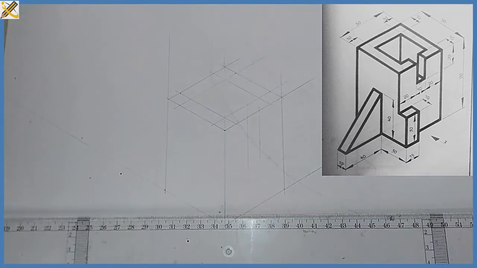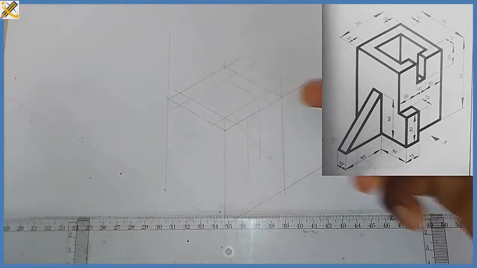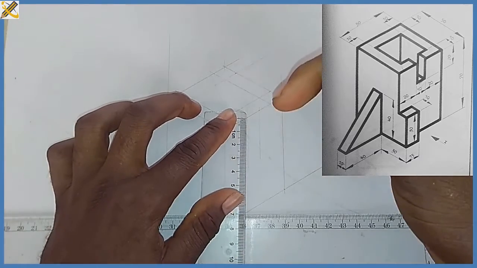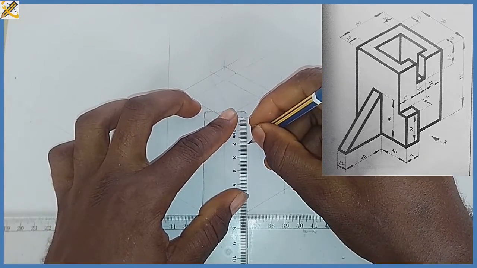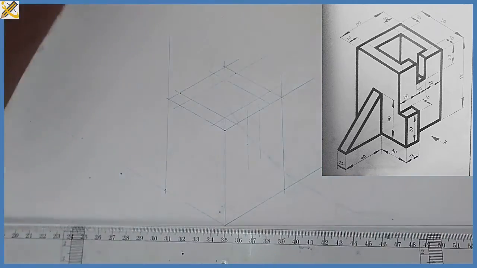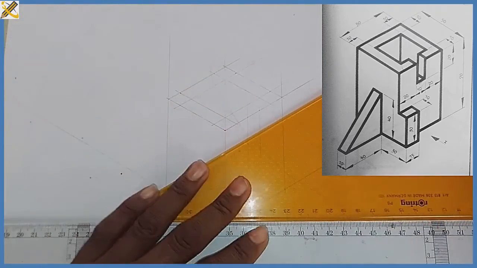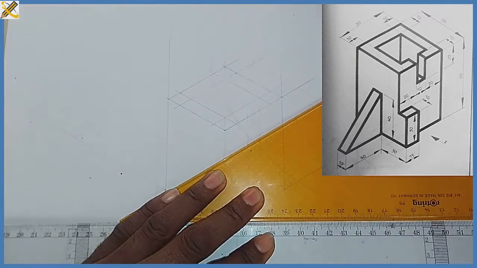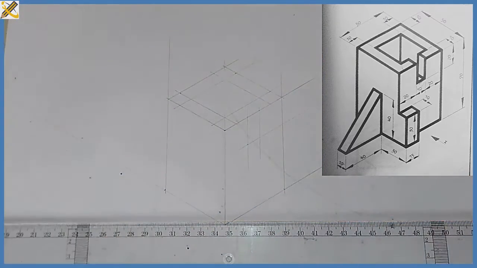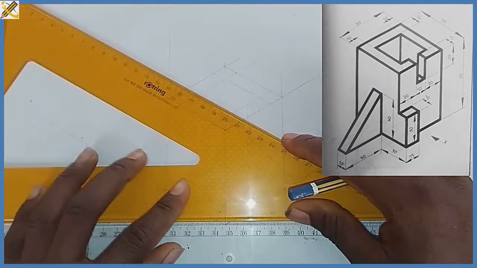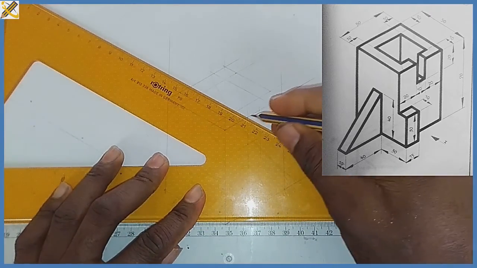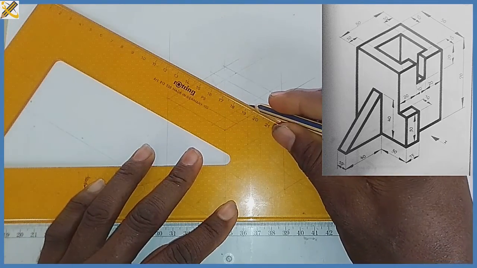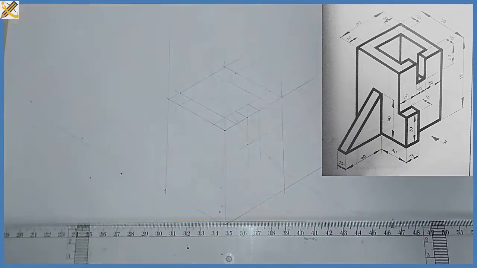All right, so we are told that the height is, check, it is 20. So from this portion I'm measuring the mark of 20, which is this. All right, then I'm going to project it on the isometric plane, which is that. So then also this top I'm going to cover up there using my 30 degrees set square on the isometric plane. All right, so I think it's done.